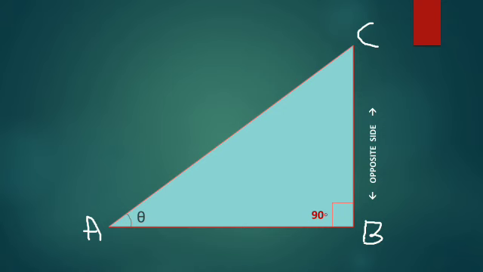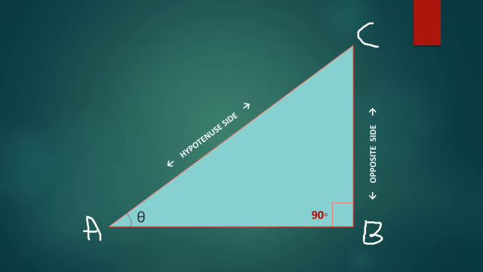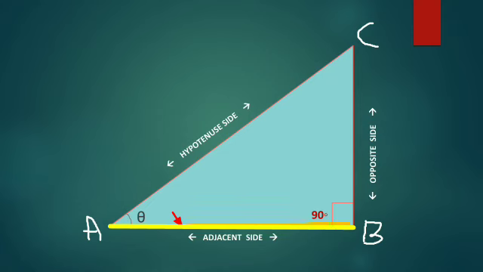The side which is opposite to the angle 90 degrees, that is the right angle, that is the portion AC, is called the hypotenuse side. Now the remaining portion, the side AB, which is below the angle theta, is called the adjacent side.